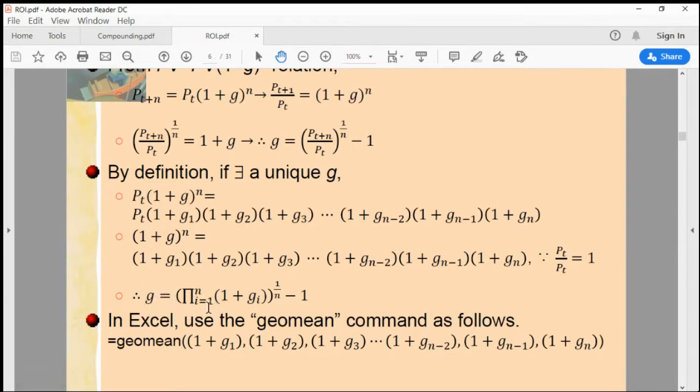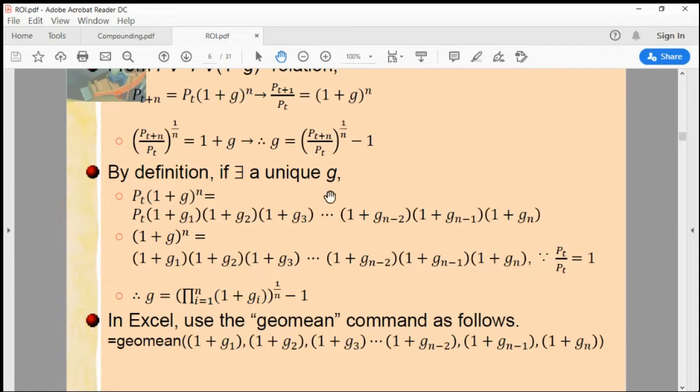Then g equals, right? What does this mean? This means product. Product means you're multiplying all of these terms, right? When I multiply all of these terms together, what do I do about the time subscript? Well, we have to use a representative symbol for the time subscript. So I used i for that. i means individual, right? Individual growth rate.